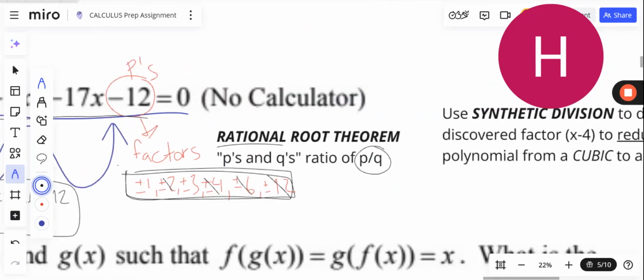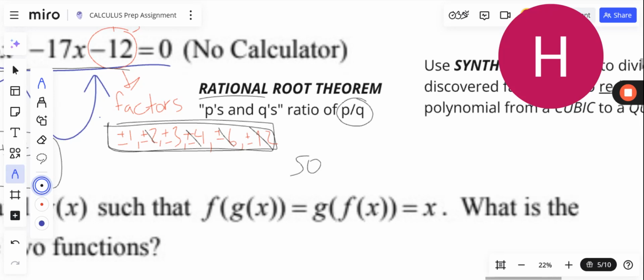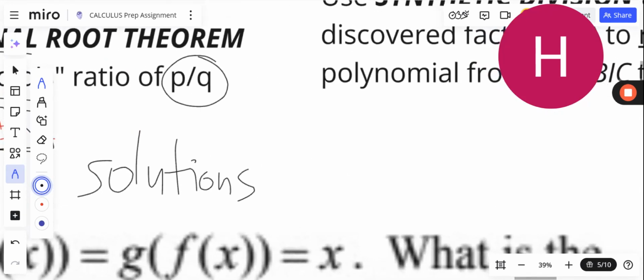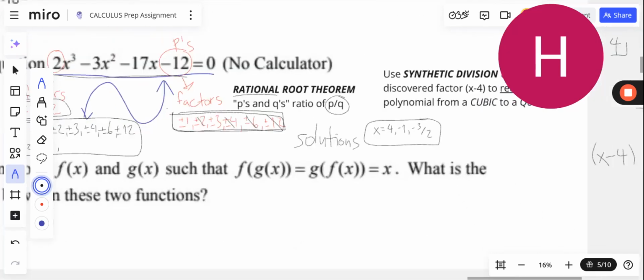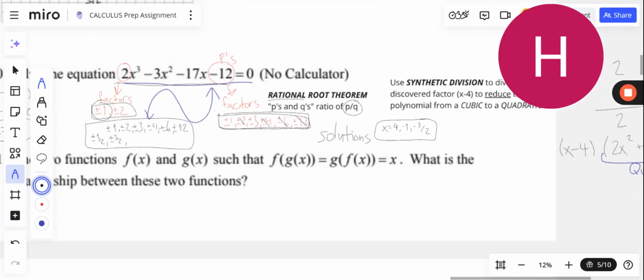We've solved the equation. Our solutions, I guess I'll just write them here. Our solutions are x equals 4, x equals negative 1, and x equals negative 3/2. And there we have it. We've done it. So that's a very clear example of how we would use the rational root theorem.